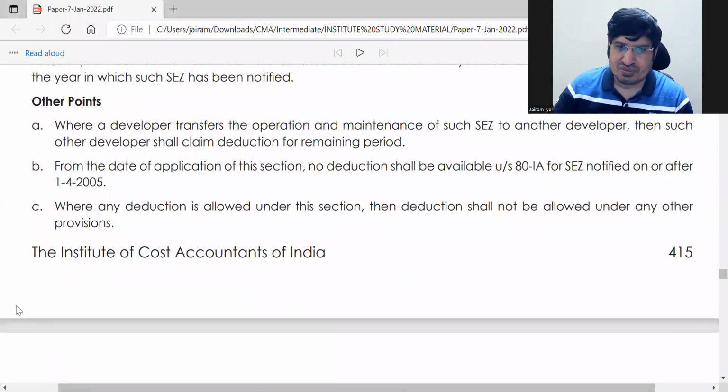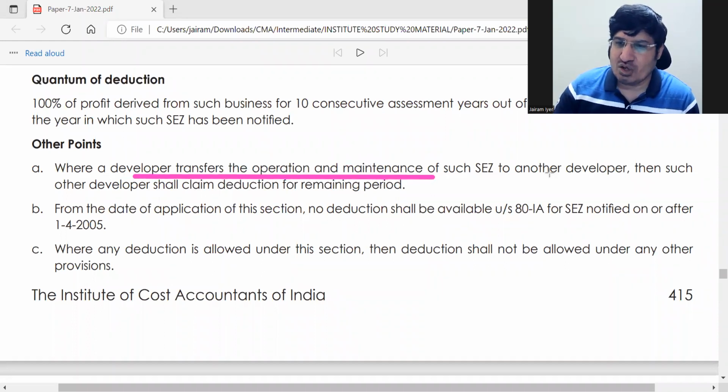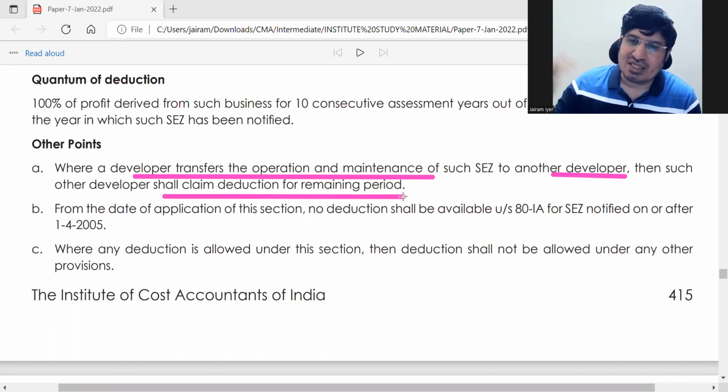Okay, so where a developer transfers operation and maintenance to another developer, if someone was doing operation and maintenance and is transferring to another developer, he can claim deduction for the remaining period. The second person who has taken over can claim for the remaining period.